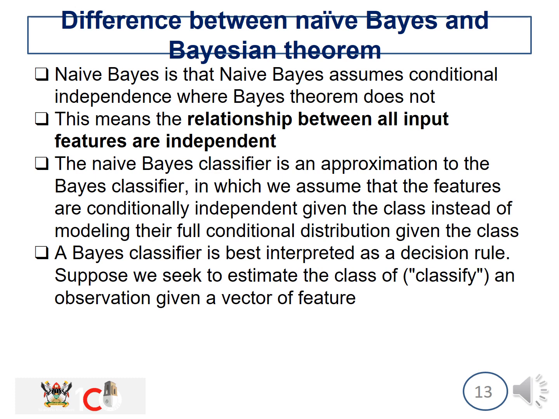So we assume that the features are conditionally independent given the class, instead of modeling the conditional distribution given the class. So the Bayes classifier is best interpreted as a decision rule. A decision rule can mean like you always have to take a decision. Like to do this, I have to do that. So I have to take this decision.